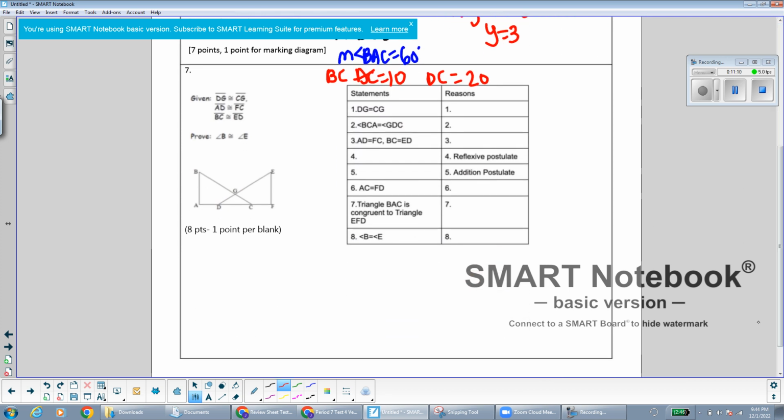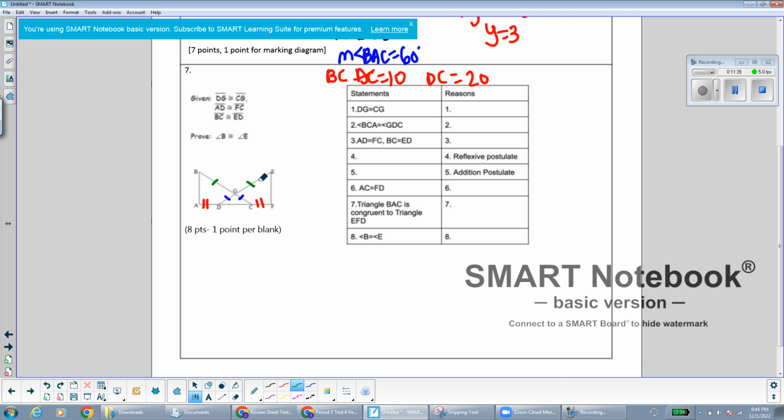Okay. Over here, we have DG congruent to CG. We have AD congruent to FC. And we have BC congruent to ED. We need to prove that angle B is congruent to angle E.